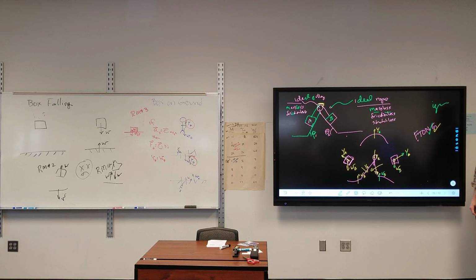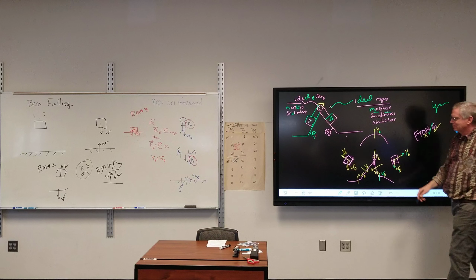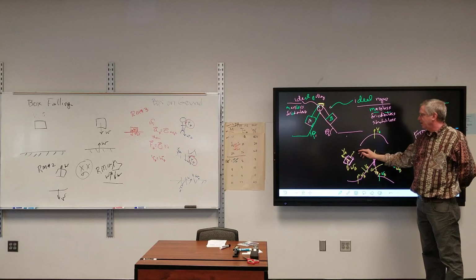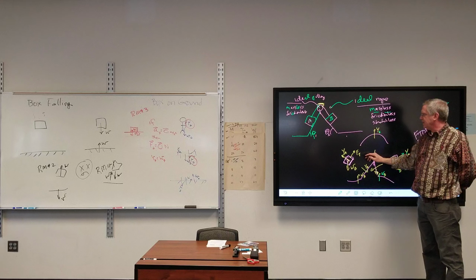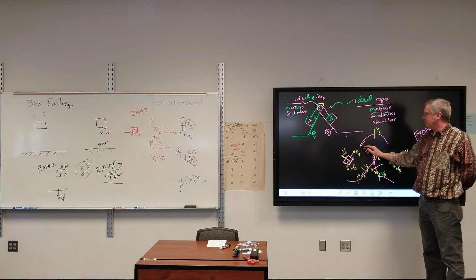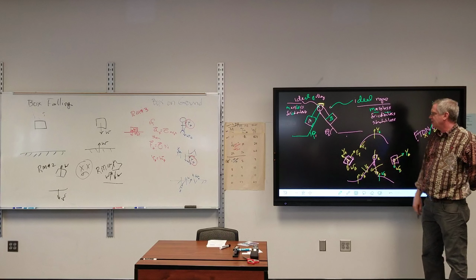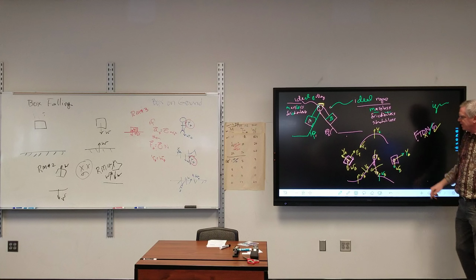Other? Tension. On the rope and the box. Which way is it acting on the box? In the direction of the rope. Yeah. So I have this F_T, and then the other part is F_T. And for B, similar.